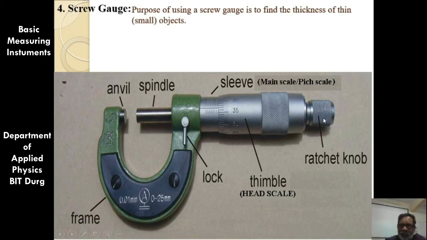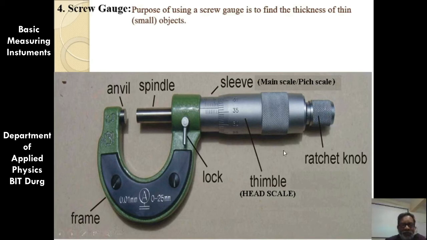Because this ratchet knob is having one indicator. Whenever the spindle and anvil are in contact, it is going to generate a tick sound. That sound is the indicator that no more rotation is required. So there we can stop.